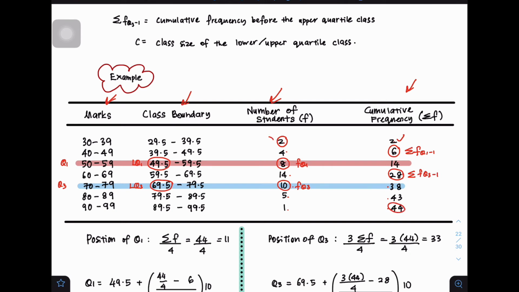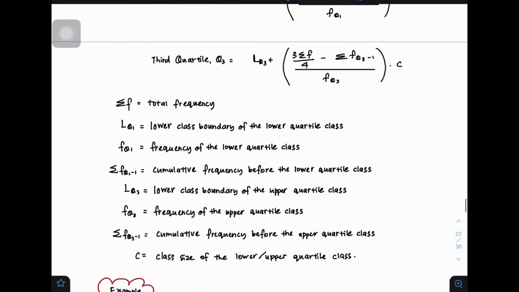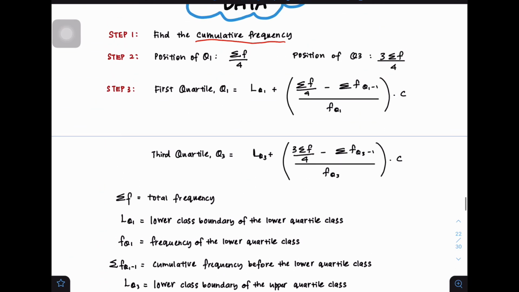Maksudnya semua sekali ni kalau awak sum up, awak akan dapat the value of 44. Okay, so that one is the cumulative frequency. So you need to add the cumulative frequency column dalam you punya table. Step number 1. Step number 2, kita kena cari position of Q1 dan juga Q3. Okay, sekarang kita nak cari lower and upper quartile. So lower quartile is Q1. Macam sebelum kita boleh cari value Q1, kita kena cari position dia dulu, kedudukan dia kat mana.